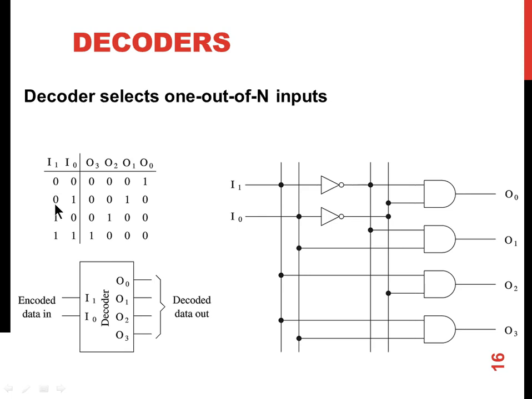So depending on the input combination 0 0, 0 1, 1 0, 1 1, one of the outputs goes high. When input combination is 0 0, O0 goes high. Input combination is 0 1, O1 goes high. 1 0, O2 goes high. If it is 1 1, O3 will go high. Output 3 will go high. This is how a decoder works. You have n inputs and 2 raised to n outputs.